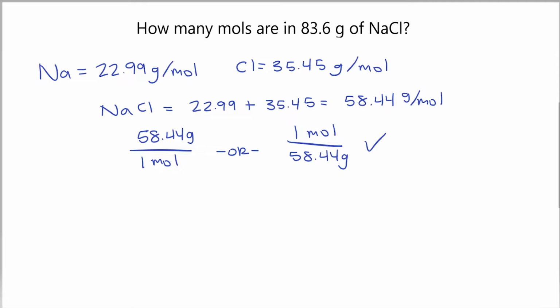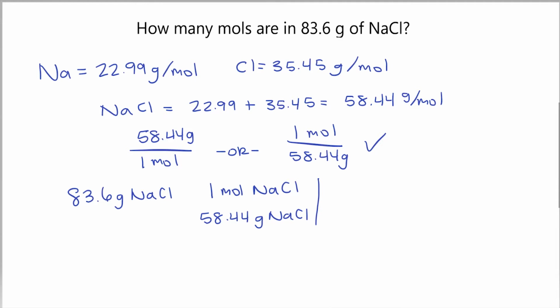So now let's solve this problem. So we have our 83.6 grams of sodium chloride. Now for every 1 mole of sodium chloride, we know that we're going to have 58.44 grams of sodium chloride. Alright, now we have it set up and we can solve. Now when we go to solve these, we multiply all the top numbers together to create one number, and we multiply all the bottom numbers together to create one number.